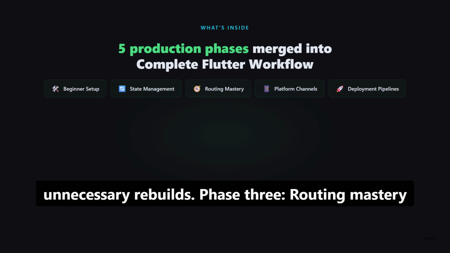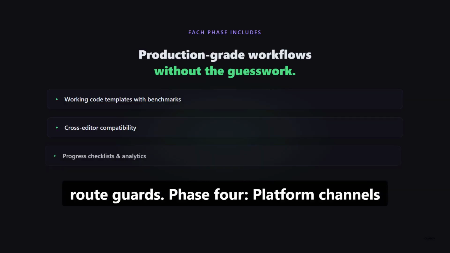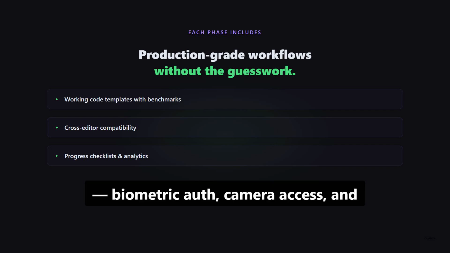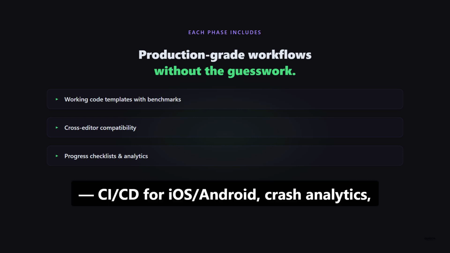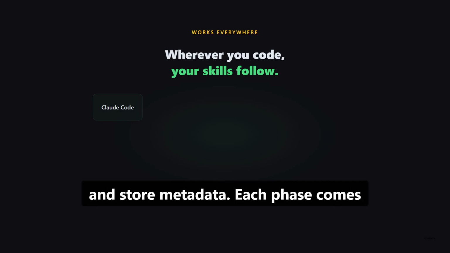Phase 3: Routing mastery, nested navigators, deep linking, and route guards. Phase 4: Platform channels, biometric auth, camera access, and battery monitoring. Phase 5: Deployment pipelines, CI/CD for iOS and Android, crash analytics, and store metadata.